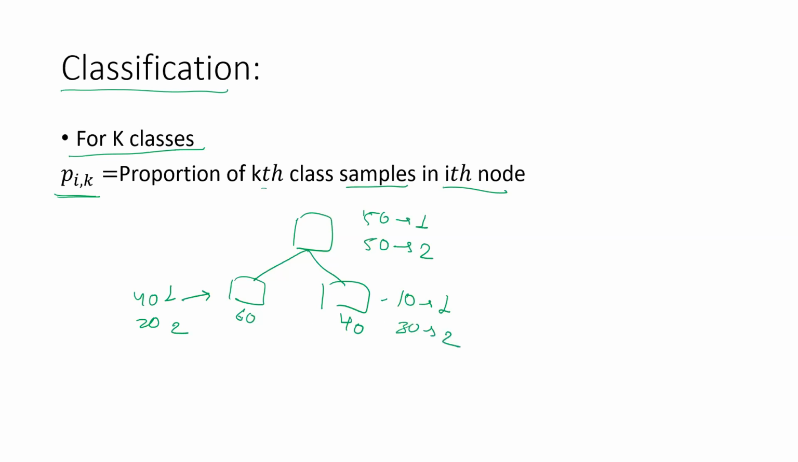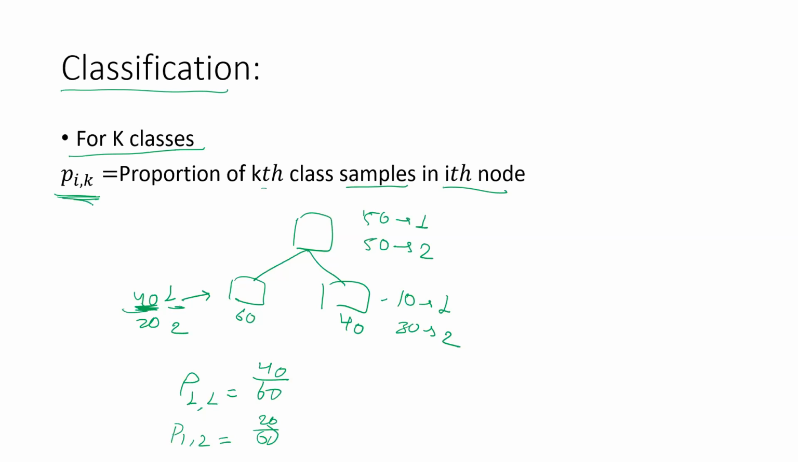If you find the proportion of class 1 examples here, it will be denoted by p, with the subscript denoting the region. Let's say this is the first node, so p for first node and class 1 will be the proportion of class 1 examples here, which are 40. So 40 by 60 is the proportion of class 1 examples here. Similarly, class 2 examples will be 20 by 60. Similarly for this.